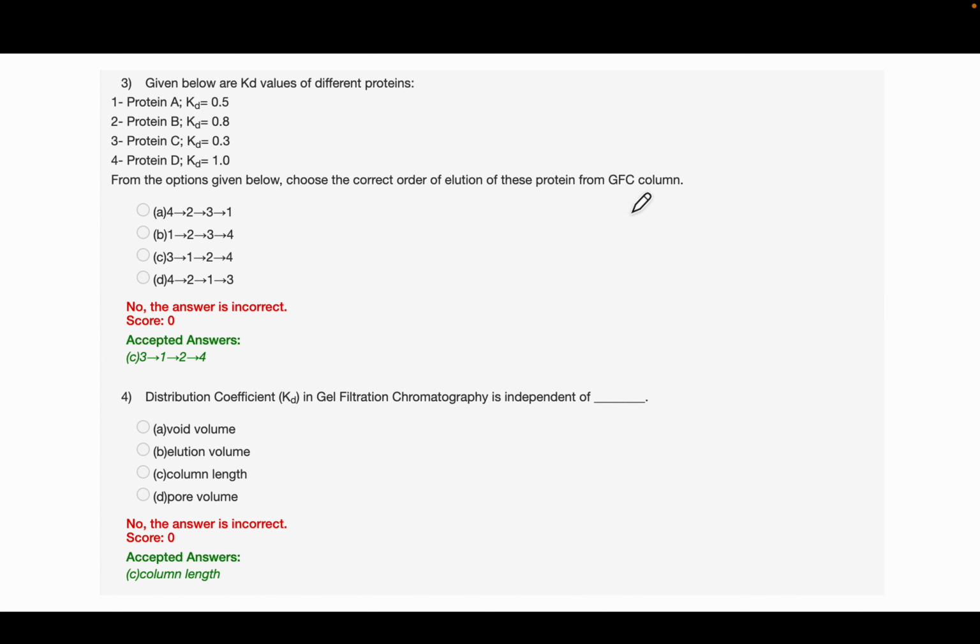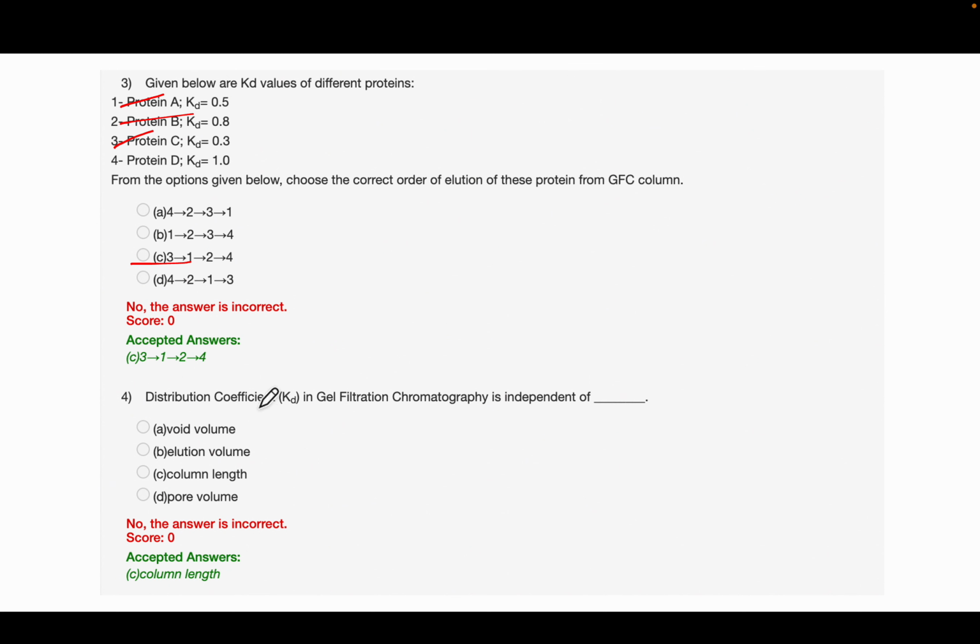So we know the protein with the lesser Kd value will elute first. So here the Kd value is 0.3, then 0.5, then 0.8, and then 1. So the answer will be 3, 1, 2, 4.